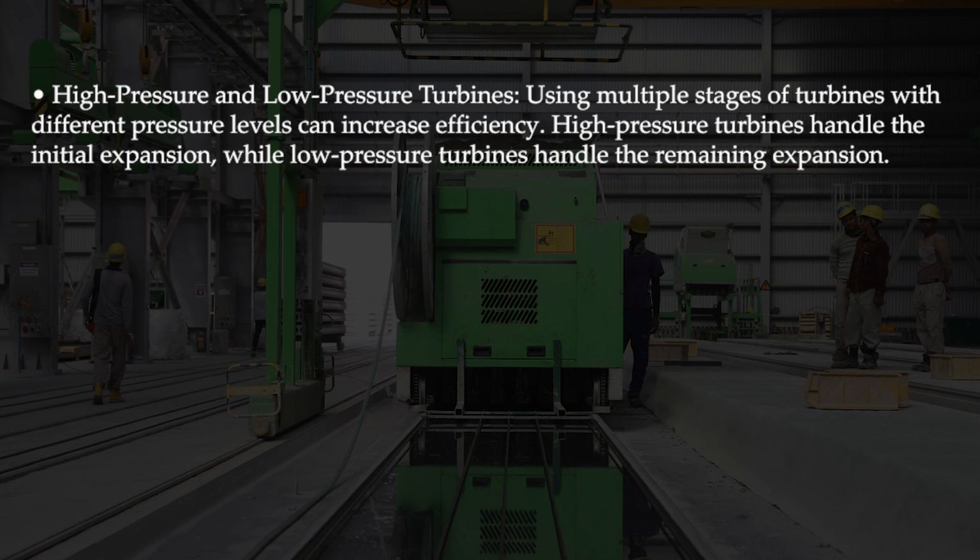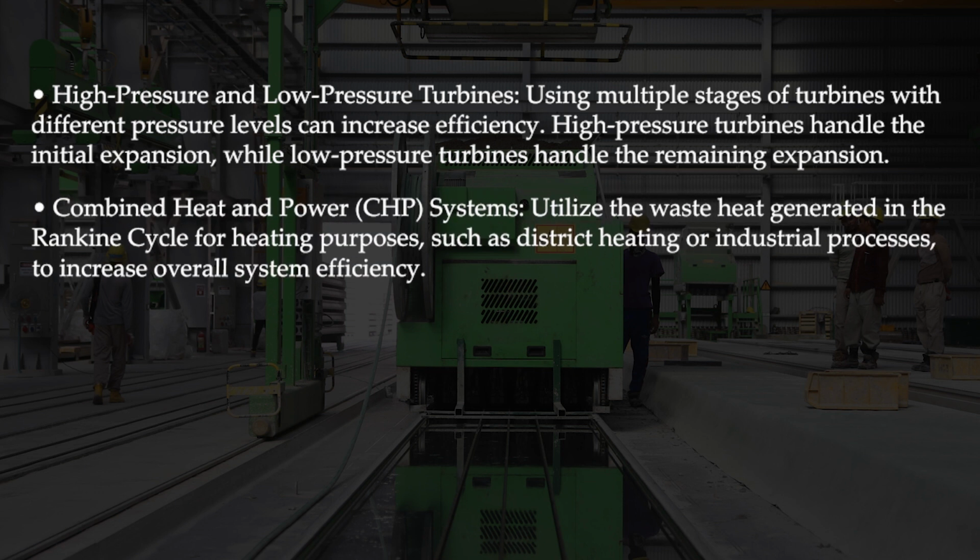Next method is high pressure and low pressure turbines. Using multiple stages of turbine with different pressure levels can increase the efficiency of the Rankine cycle. The high pressure turbine handles the initial expansion, while the low pressure turbine handles the remaining expansion.